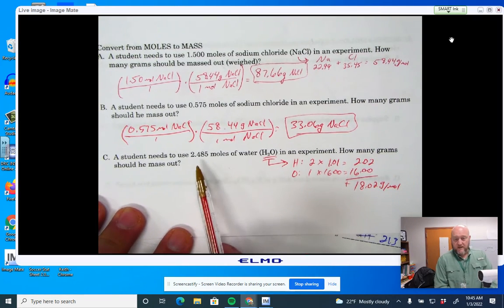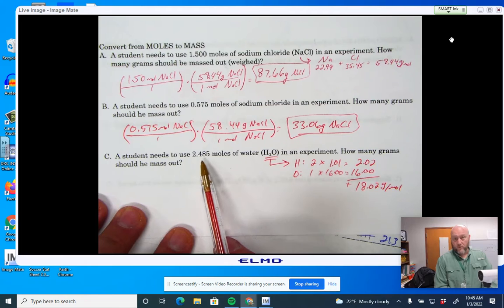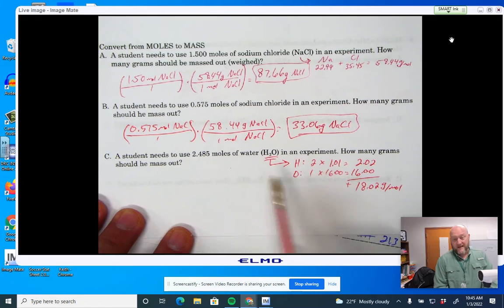So when you bring in what you're given, 2.485 moles of water, you're then going to multiply that by the molar mass, 18.02 grams per mole. You'll need to make sure that we include all the parts in that compound.